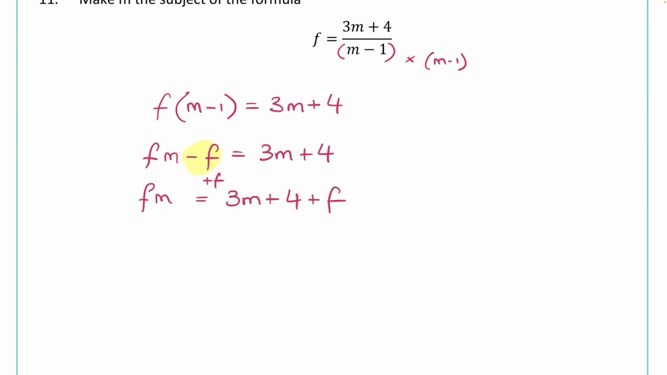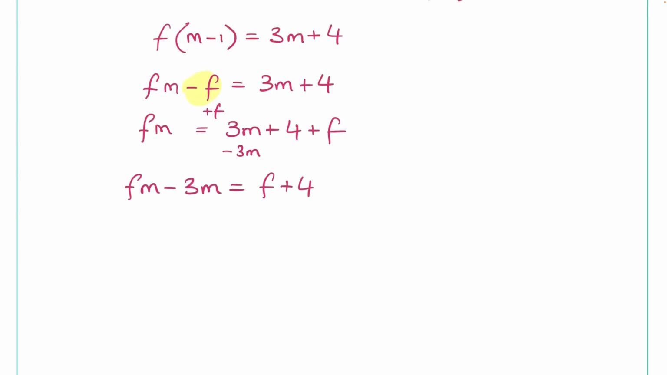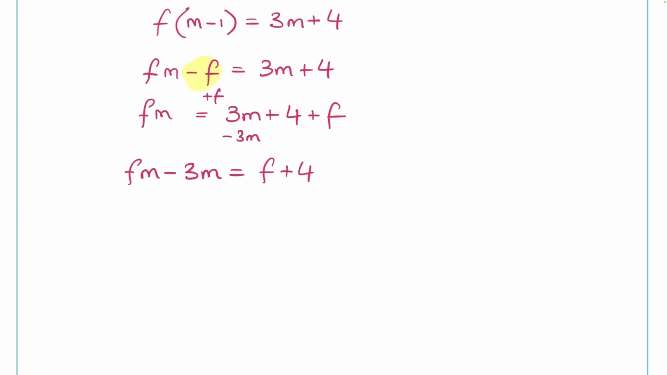I'm now going to minus the 3m so that they're on the same side, and we have fm minus 3m is equal to 4 plus f, or f plus 4. Either way, depends on how you want to write it, completely up to you. Now that I have the m's on the same side, and there's two of them, I have to factorise, and I can factorise m out of the bracket, which leaves me with f minus 3.